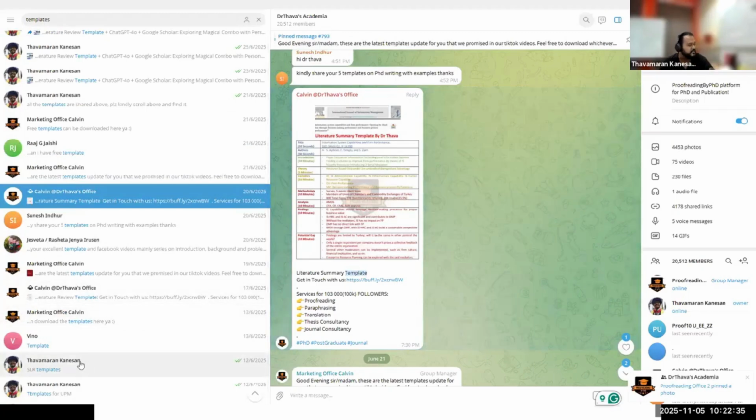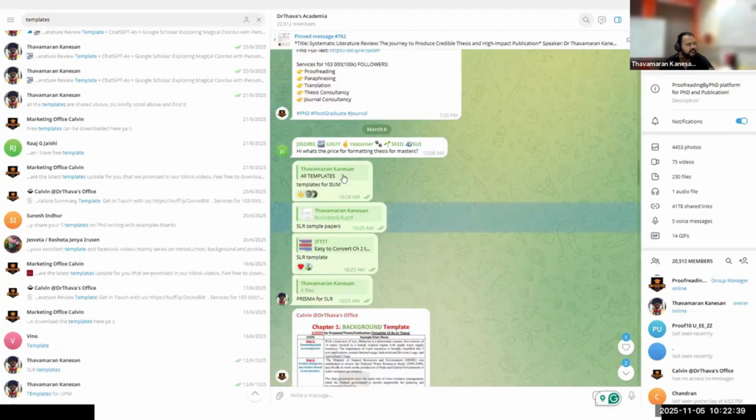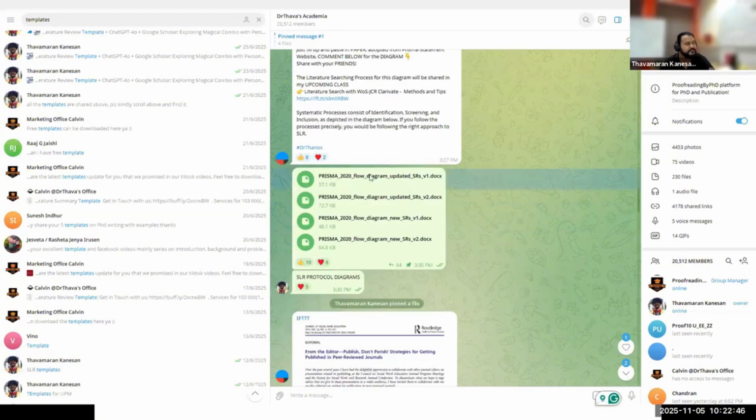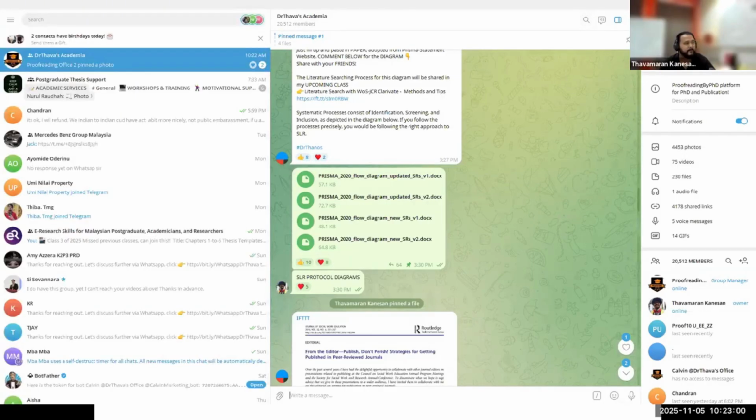Then we have SLR templates as well. These are all systematic review templates. Systematic review papers, sample papers. You got Prisma, even Prisma flowchart we have here. You can download and use it. You can redraw the Word version. We have given the Word version here. So that's that. I'll leave it to you guys to go and explore.